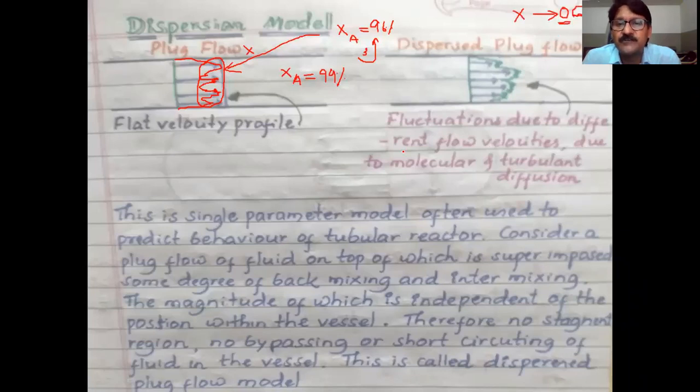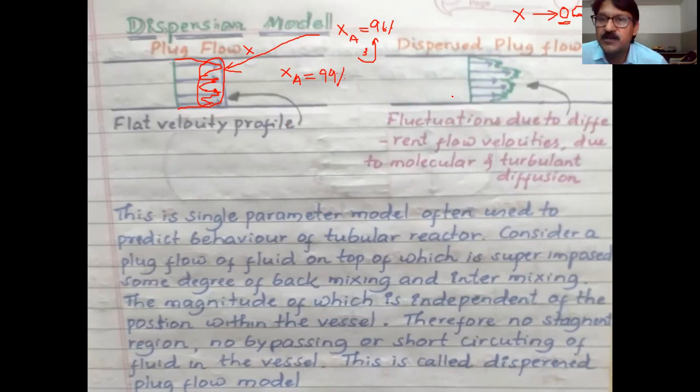It is the opposite of plug flow. Fluctuations will be there due to diffusion and change in flow velocities, due to molecular and turbulent diffusion. So there will be diffusion, there is mixing, there are eddies, and there are varying velocities. But in plug flow there are no eddies, no diffusion, no varying velocities. This is a plug flow, and this is a dispersed plug flow.